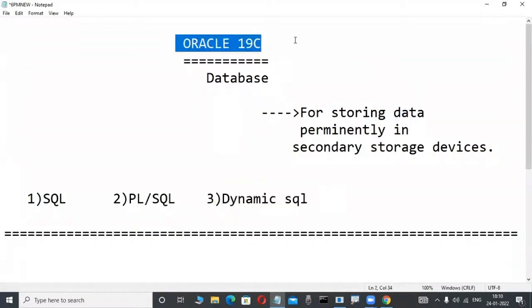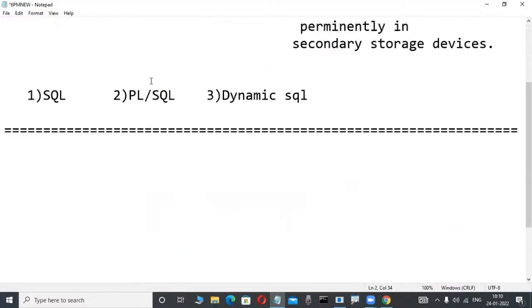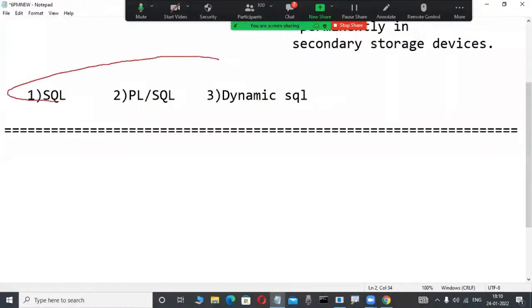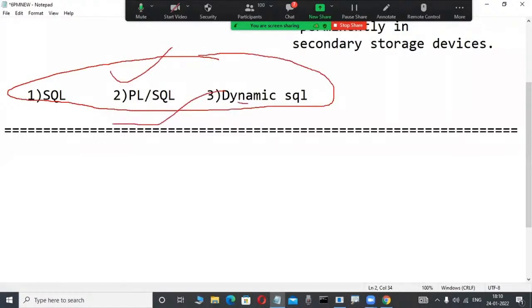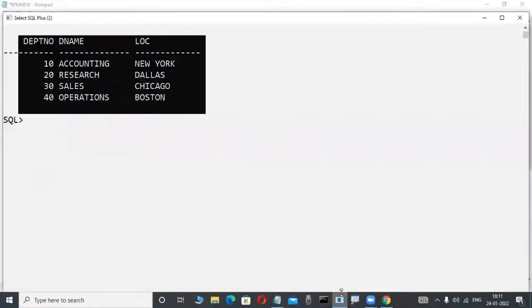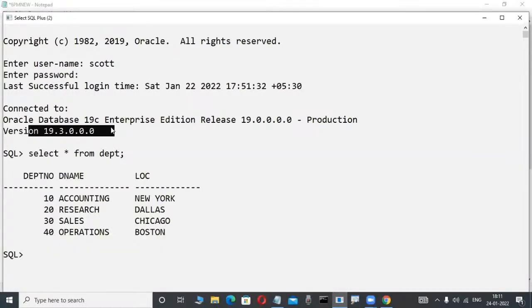Anybody learning an Oracle course worldwide, anywhere, not from me only, in that course they are telling about these three languages. What is SQL language? What is PLSQL language? What is dynamic SQL? Big concepts only. Through these languages we are operating these type of products, the Oracle product, in your company.